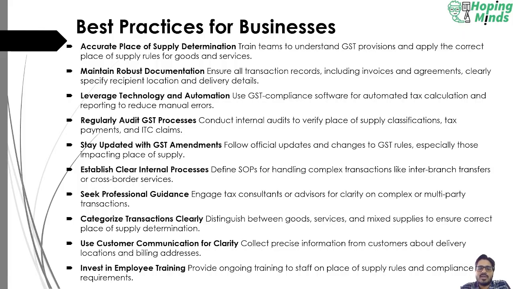Then use customer communication for clarity. Collect precise information from customers about the delivery location and billing addresses. Then invest in employee training. Provide ongoing training to staff on place of supply rules and compliance requirements. So these are the best practices for business to stay compliant with the place of supply rules.